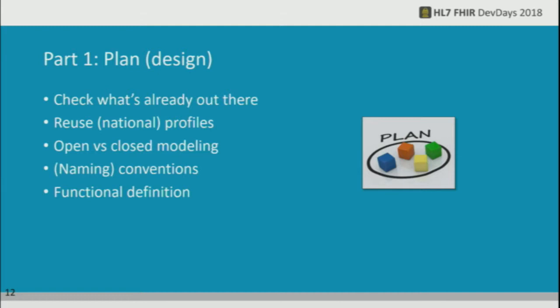First part is the planning. So what you want to do when you want to start with profiling, you want to check what's already out there. So you don't want to reinvent the wheel. You want to reuse national profiles. You want to find a profiling strategy about how close or how badly you want to constrain all the resources. You want to think about naming conventions of your profiles. And you want to see how to get people back to your functional definition, because obviously you don't start with Fire, you have some logical models or whatever, or functional definition actually, which you have implemented, and how to capture that inside of your profiles.